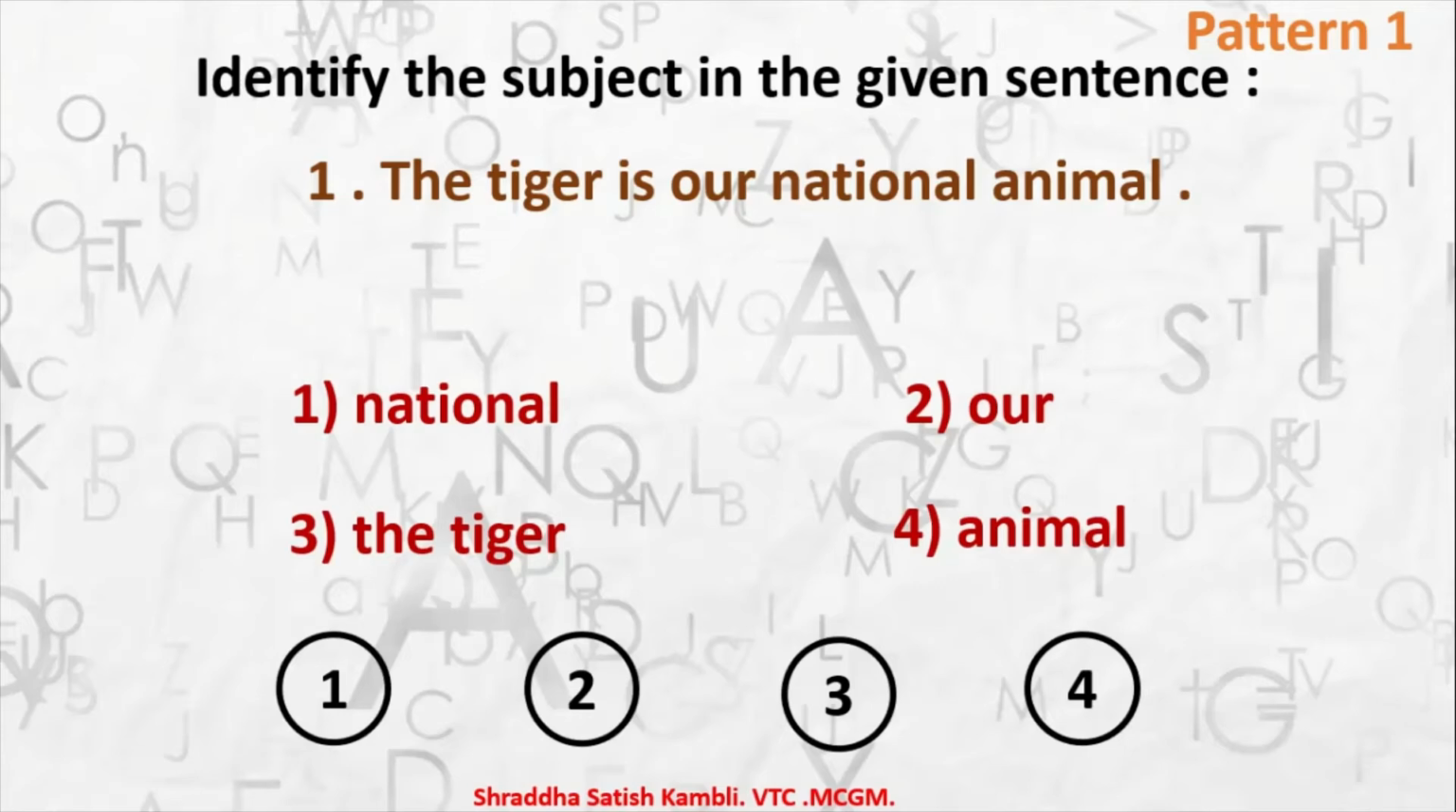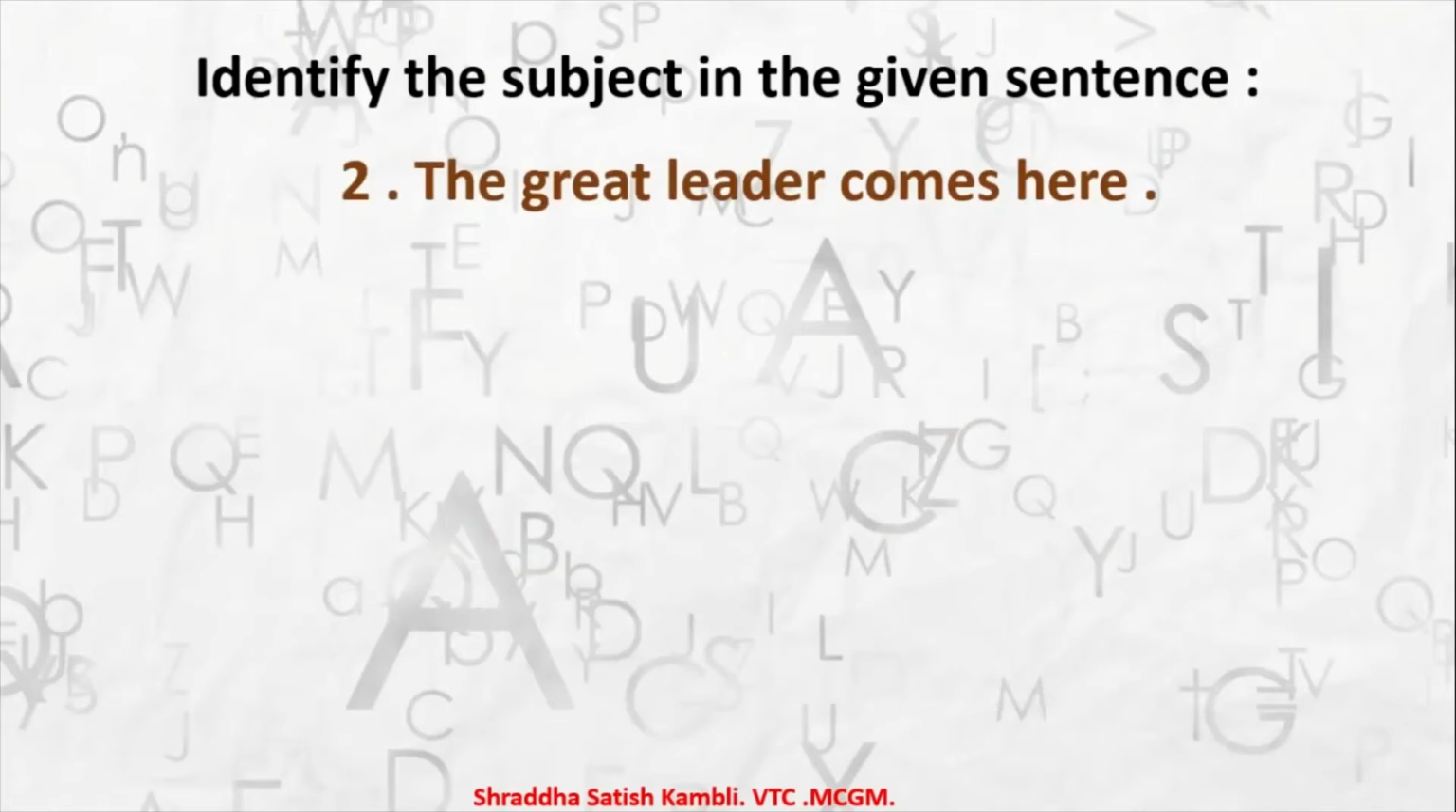It is the third one, the tiger. So the tiger is our national animal. Which is our national animal? What is our national animal? The tiger is. Okay. So this was question 1 for you. Example 1 in pattern 1. Let's move on and do some more examples in this pattern.